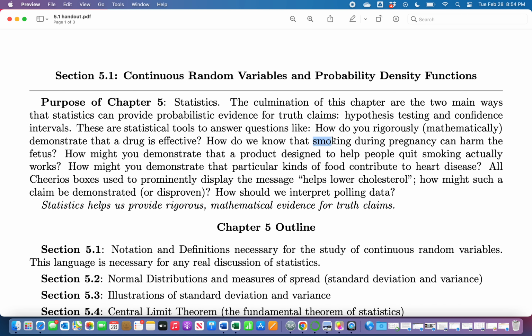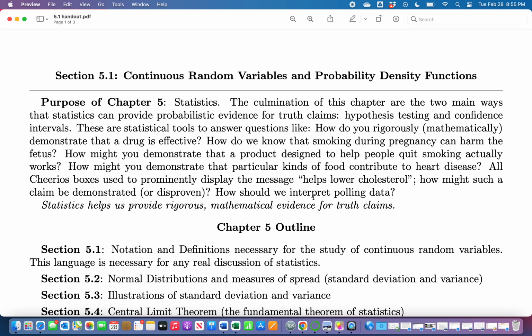Statistical tools answer questions like this. How do we know that you shouldn't smoke when you're pregnant? People didn't used to know that like 100 years ago, but we know that now for sure. And the answer is because statistics told us that. How do you design or demonstrate that a product you made to help people quit smoking actually works? How do you demonstrate that some foods help against heart disease? Cheerios, I can't remember if they still do this or not, but they used to say, hey, buy Cheerios and we'll lower your cholesterol. So how could you prove that or not prove it?